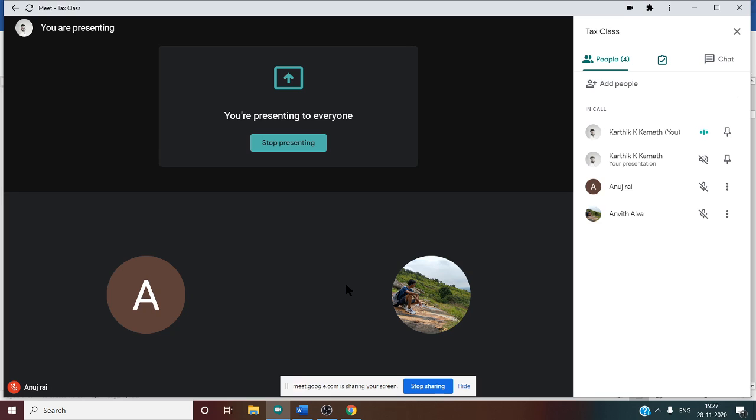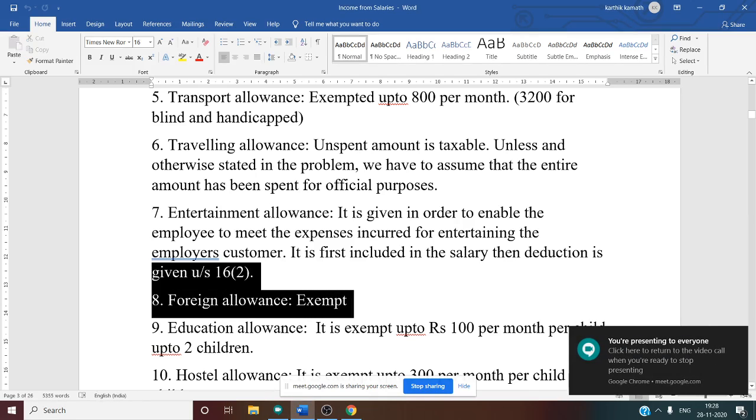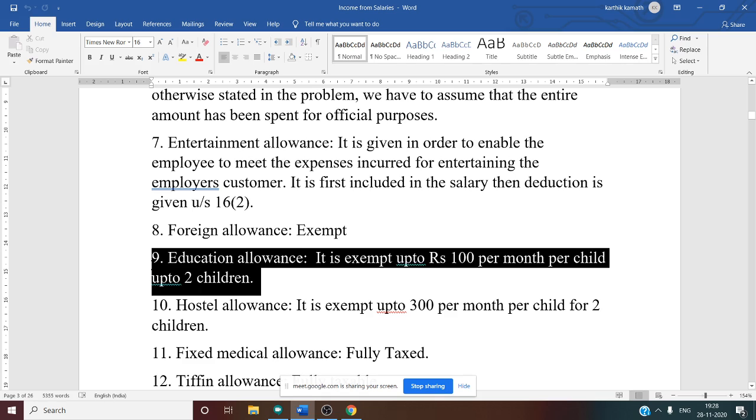First you have to consider entertainment allowance while calculating income from salary. Then after calculating the total salary, you have to give the deduction. That is about entertainment allowance. Then the eighth one is foreign allowance. Foreign allowance is exempt. There is no tax on foreign allowance.